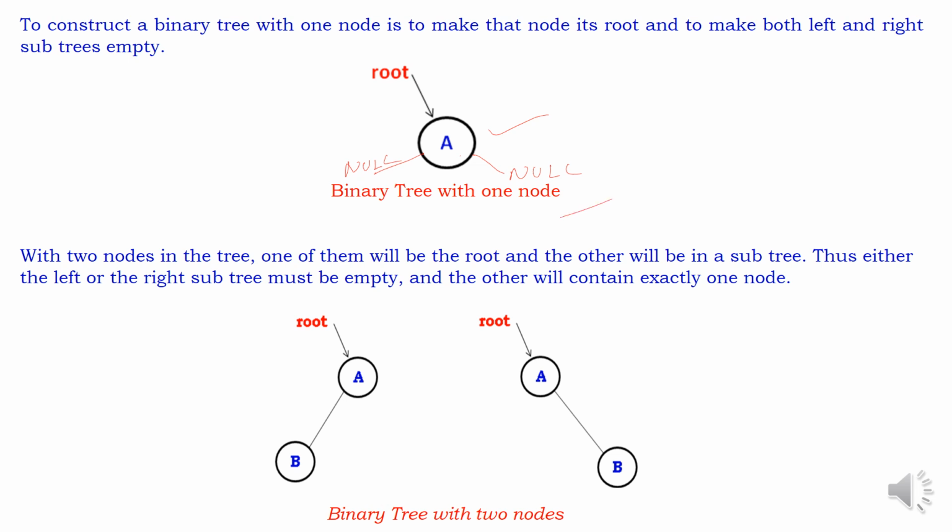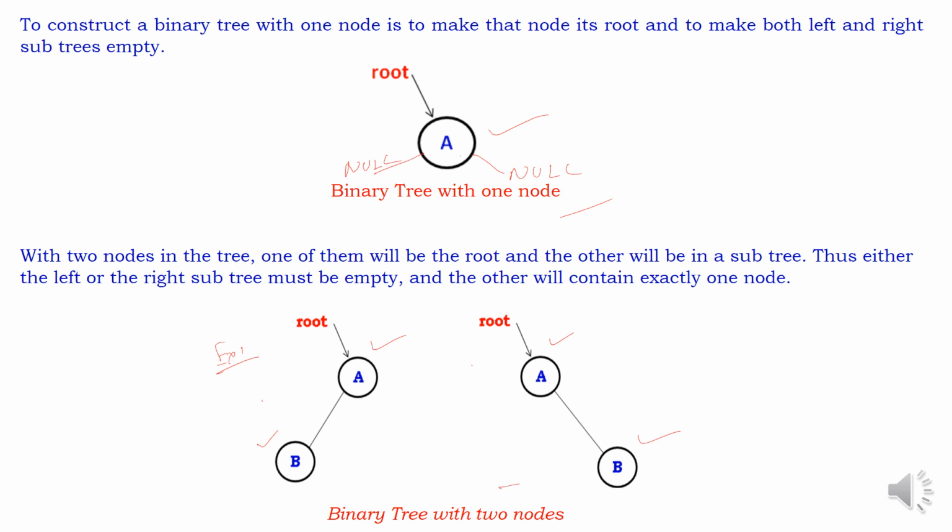Suppose you wanted to construct a binary tree with two nodes. One node is its root node, the other node may be its left subtree, or it may be its right subtree, like this. Say, for example, A is root node, B may be its left subtree, or A is root node, B may be its right subtree. So with two nodes, you can construct two different binary trees like this. This is one example, and this is another example. A left of B, A right of B.